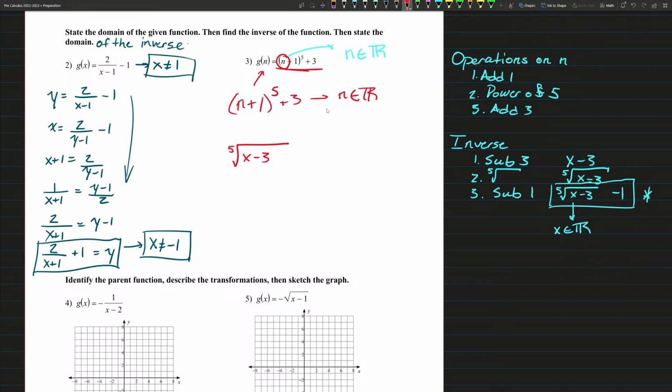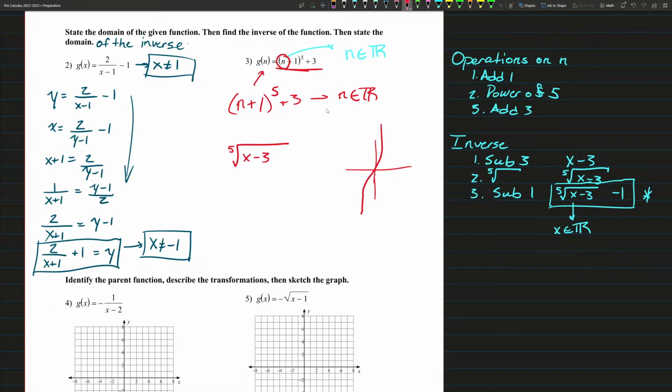Think about cubics. Cubics look a lot like that. When we cube negative numbers, we get a negative number. So the same is true if we take the cube root of a negative number, we're also going to get a negative number. So that's totally legal.